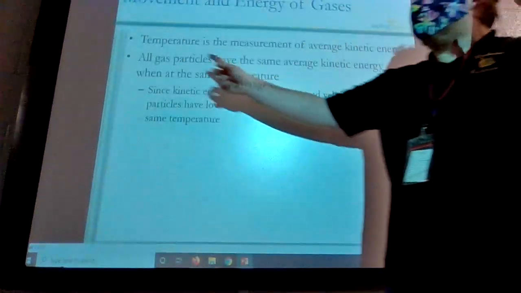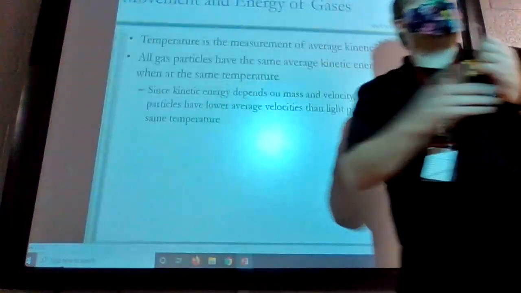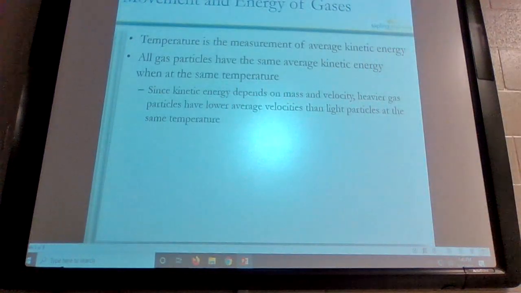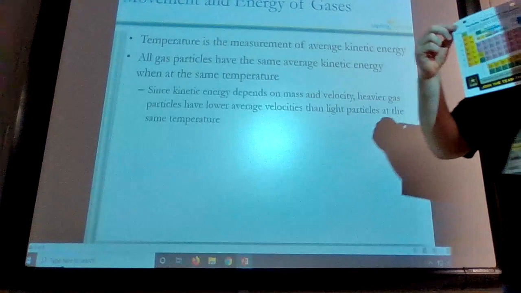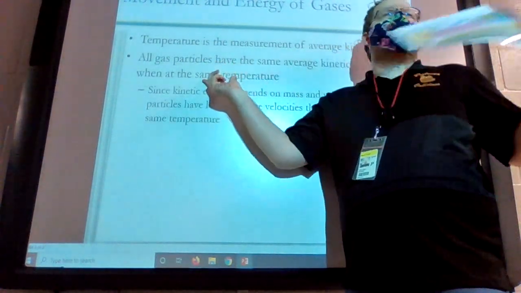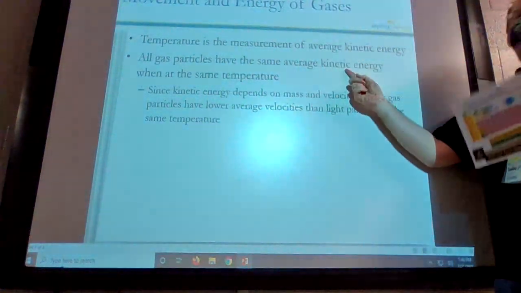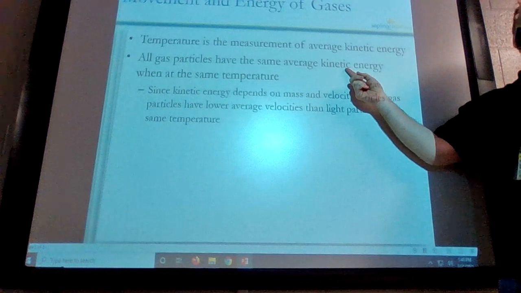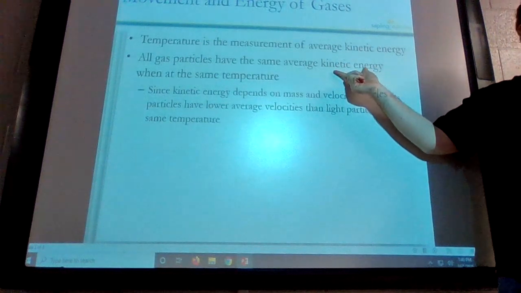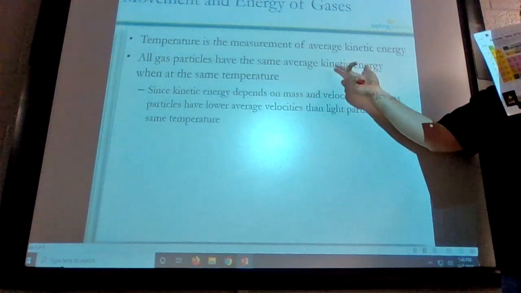Okay, this is important. All gas particles have the same average kinetic energy when at the same temperature. So when looking at the periodic table, if I say I have every single element at the same temperature, let's call it 100 degrees, every single element will have the exact same kinetic energy. Now remember, kinetic energy is not speed. They will be going different speeds, but they will have the same kinetic energy.